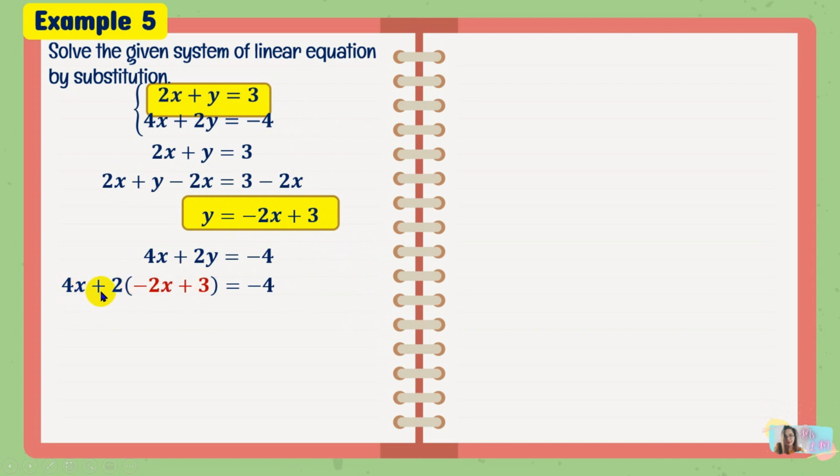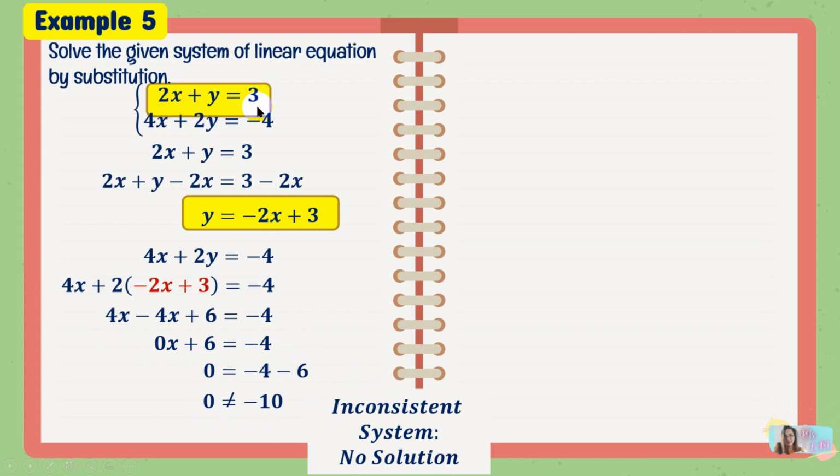Magkakaroon tayo ng 4x plus 2 times negative 2x is negative 4x and 2 times positive 3 is positive 6. So, 4x minus 4x, obviously, that will be 0. And then, additive inverse of positive 6, that's negative 6. Negative 4 and negative 6, kapag pinag-combine, that's negative 10. And again, meron tayong 0 dito sa side ng variable. Kapag po ganito yung ating naging resulting equation, the system of linear equations is an inconsistent system. So, no solution po yan. Hindi nyo na po kailangan maghanap ng any ordered pair. Automatically, no solution po yan.